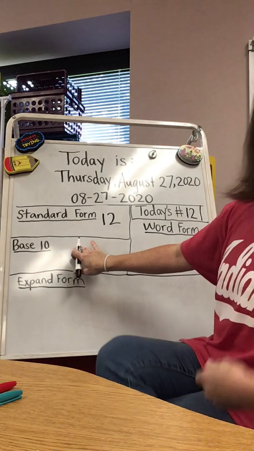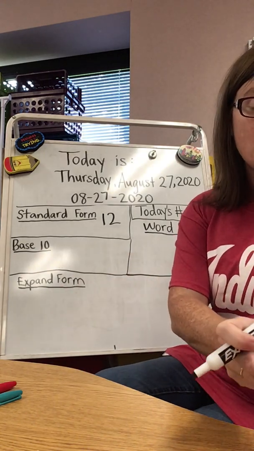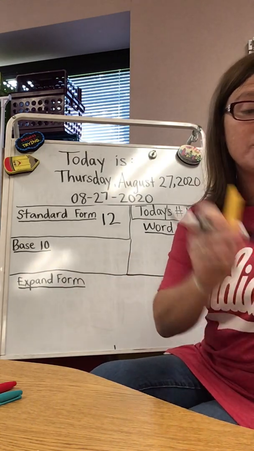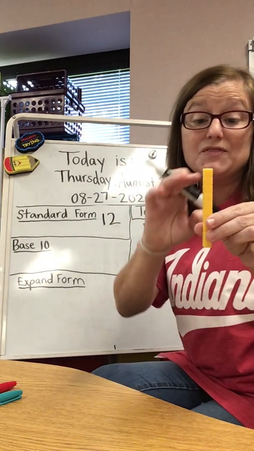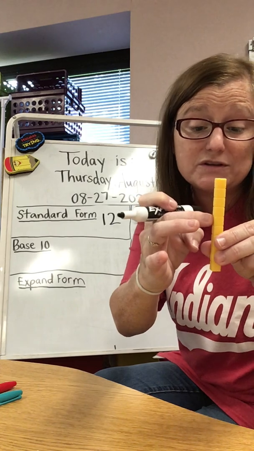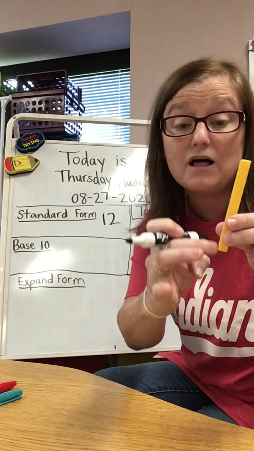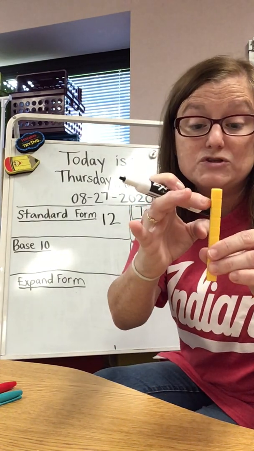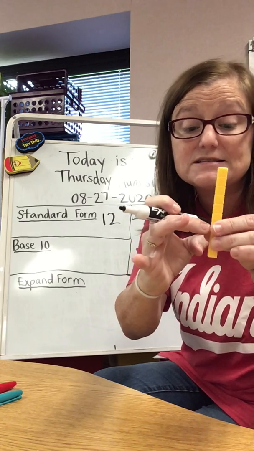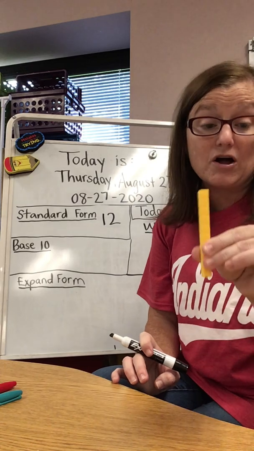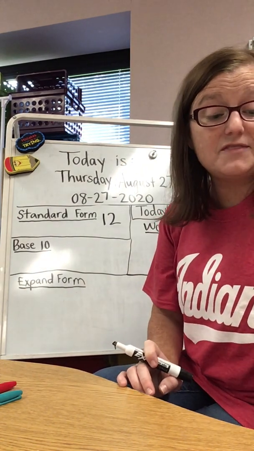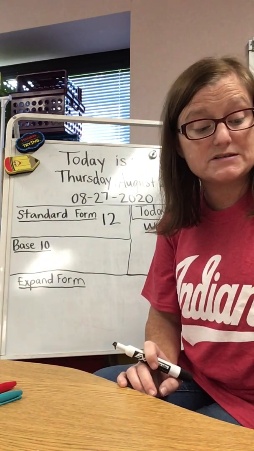Now, let's move on to base 10. These are your blocks. Remember when you have what we call longs? And this is worth 10. There are 10 individual little bitty squares that we call shorts. 1, 2, 3, 4, 5, 6, 7, 8, 9, 10. All 10 make a long. And then we've got shorts.